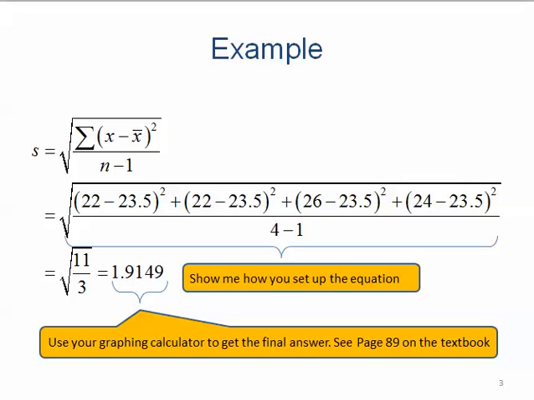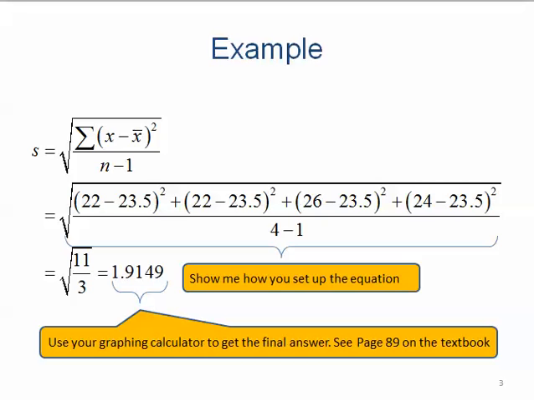Now, if it's not a big data set, I'm okay with you just doing it by hand. When I say do it by hand, still use your calculator, but just not using any function on the graphing calculator. So you can come up with this middle step where you have square root of 11 over 3 and then simplify it to 1.9149. But I do think it's going to take more time than using the function on your graphing calculator. So for the 1.9149, I encourage you to use the function on your graphing calculator to find it.